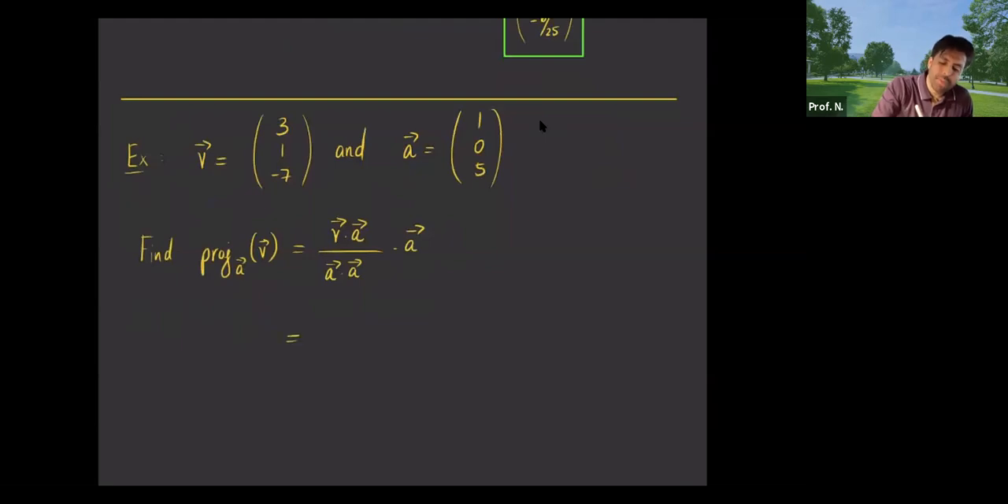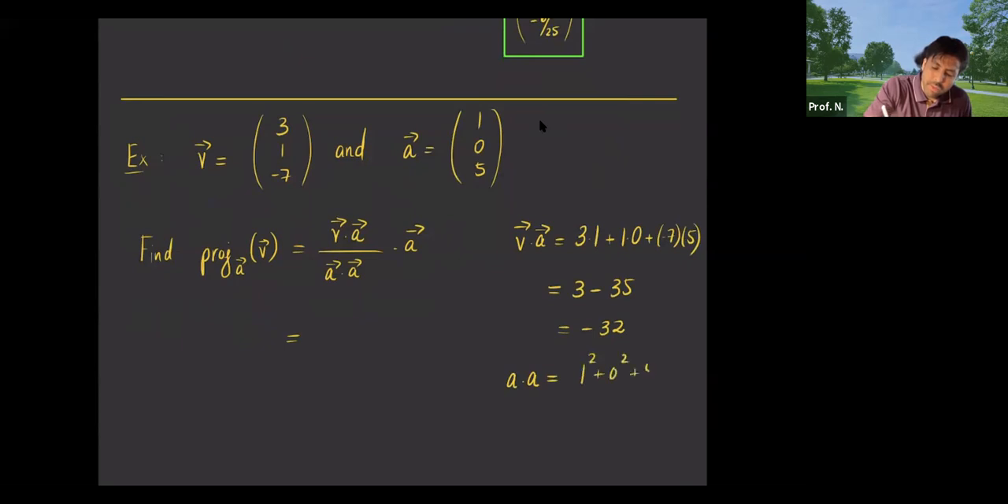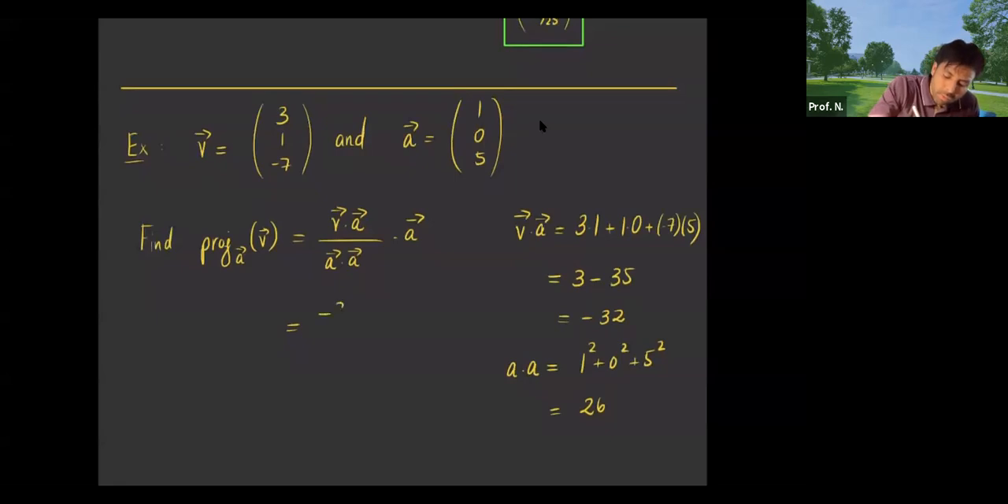So this becomes very formulaic. V dot A is equal to 3 times 1 plus 1 times 0 plus -7 times 5. This becomes 3 minus 35, which equals -32. What is A dot A? That equals 1 squared plus 0 squared plus 5 squared, which equals 26. So this will equal negative 32 over 26 times the vector 1, 0, 5.